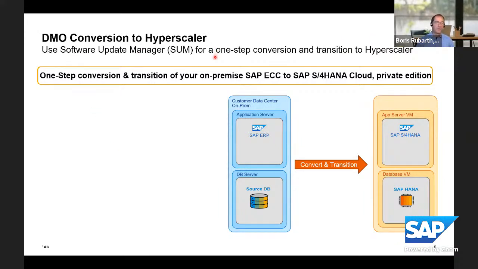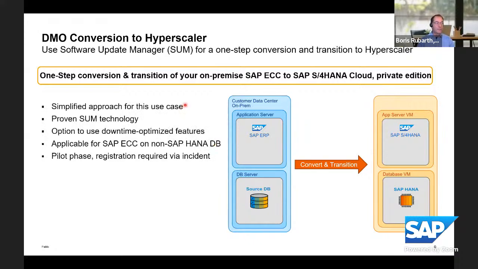This approach shall be used to ease the transition, again, the combination of a system conversion and a transition to hyperscaler environment, especially for SAP S/4HANA Cloud Private Edition. We have the same source environment and target environment. The idea is now not to use DMO with system move, but to use a specific plain DMO approach there. And the benefit here is that the approach would be a bit simpler compared to DMO with system move. Nevertheless, we use the proven technology of the Software Update Manager.